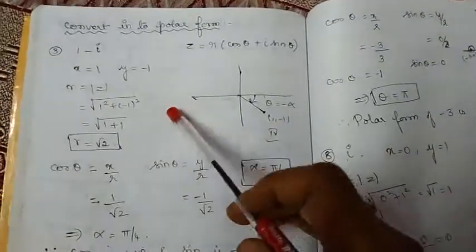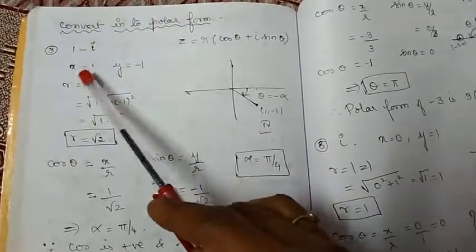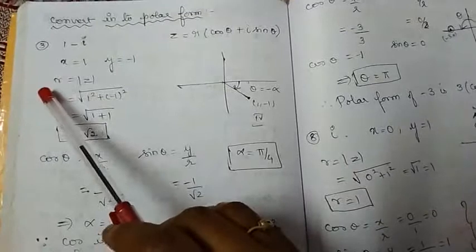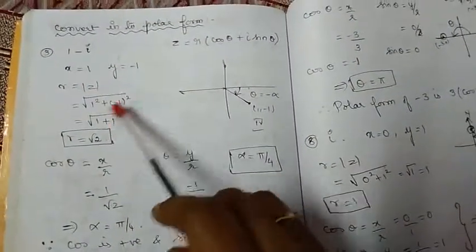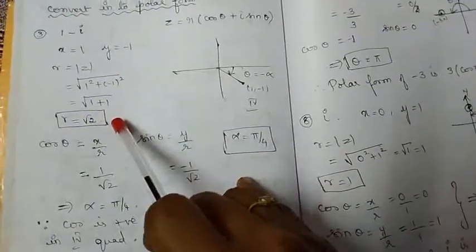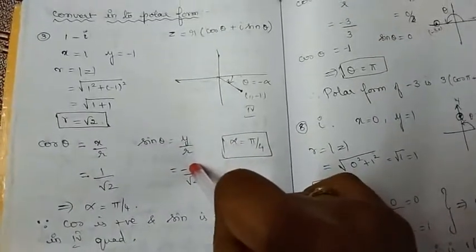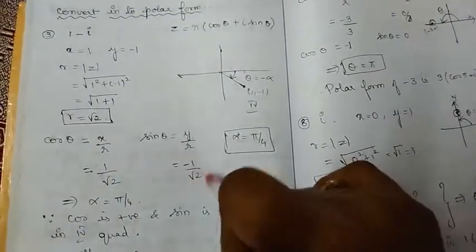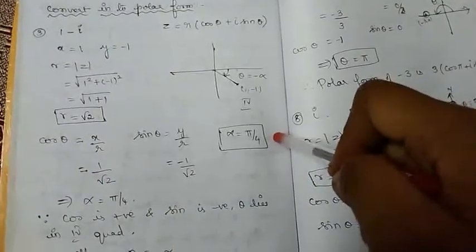Let us see another example, like 1 minus i. The same way, x is 1, y is minus 1. So when it comes to r, it is going to be the modulus of z. So square root of 1 square plus minus 1 the whole square, which is root 2. Then cos theta is x by r, sin theta is y by r. So 1 by root 2, minus 1 by root 2. So 1 by root 2 stands for 45, which is pi by 4.